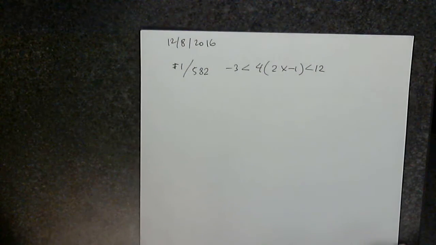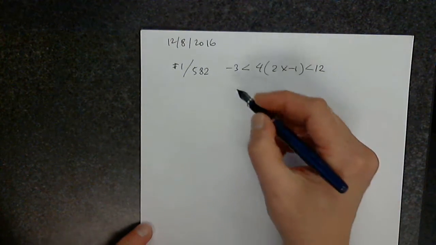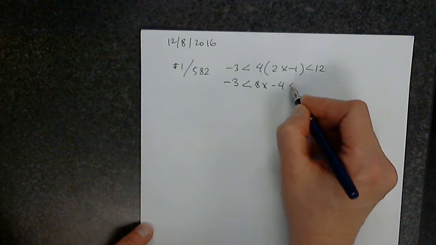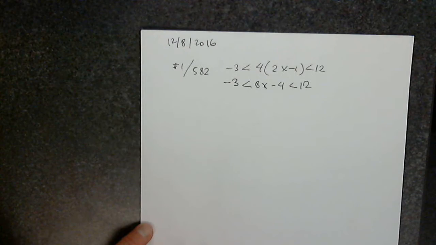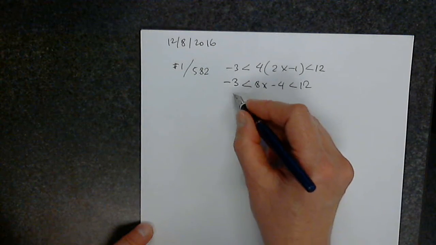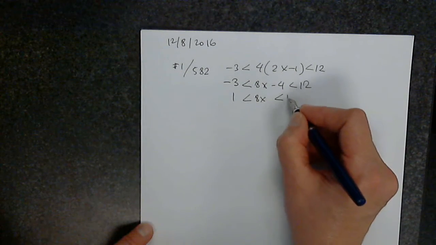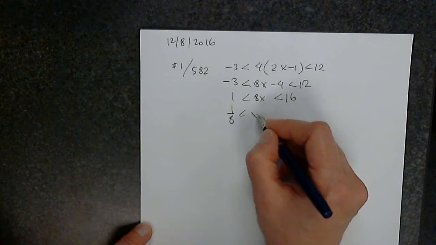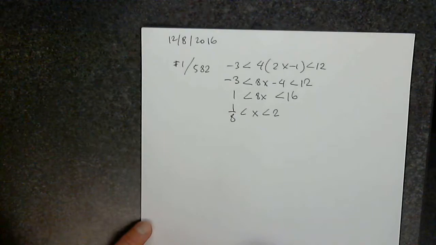Can anyone tell us the first step? Okay, that's fine: -3 less than 8x minus 4 less than 12. Add 4. So then 1 less than 8x less than 16. Divide by 8. So 1/8 less than x less than 2.